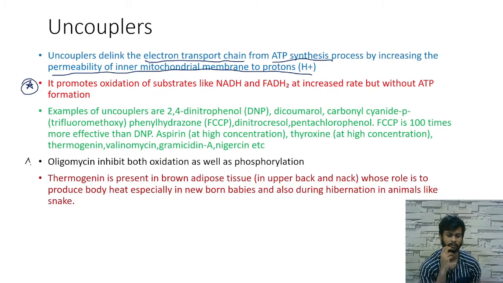Oligomycin can inhibit both oxidation as well as phosphorylation. Thermogenin is present in brown adipose tissue in the upper back and neck, whose role is to produce body heat, especially in newborn babies and also during hibernation in animals like snakes.